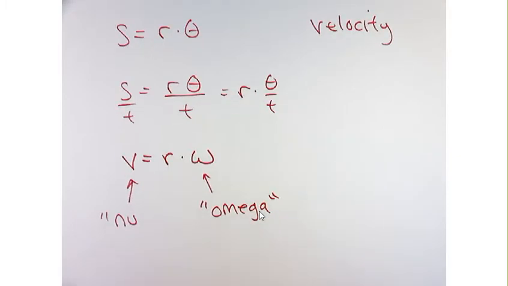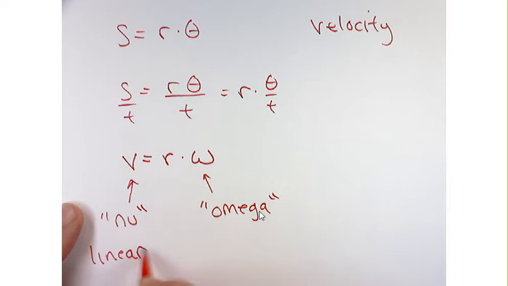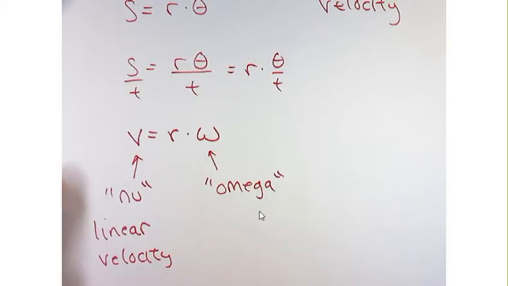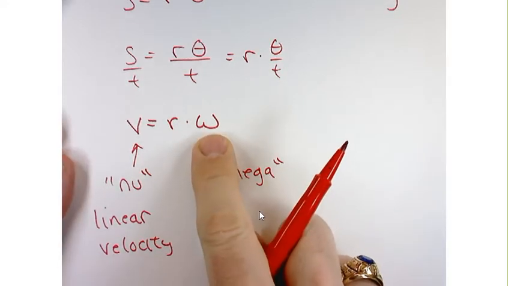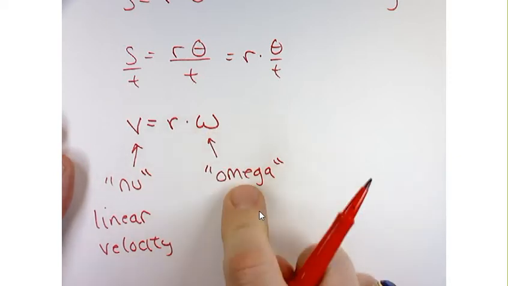Now, I'm not going to make you write nu and omega. If you want to write V and W, that's fine. But we need to understand what W represents. So nu, that's your linear velocity. That's how fast a point on the rim of your wheel is moving as you turn your wheel through this angle per unit time.